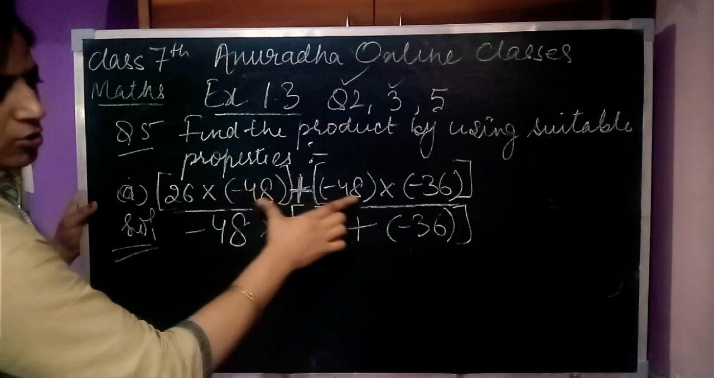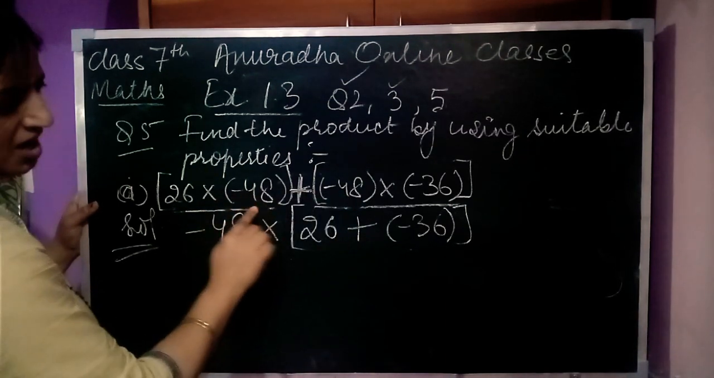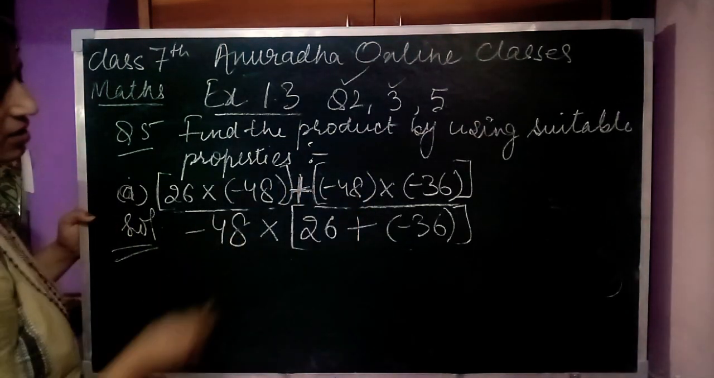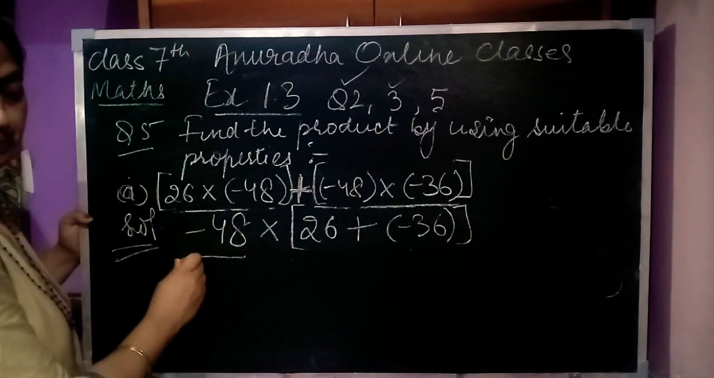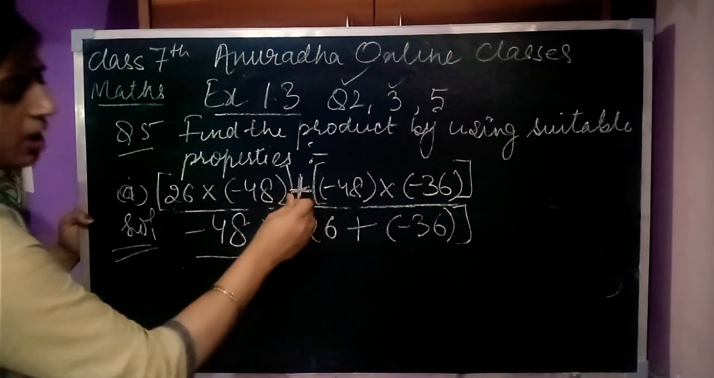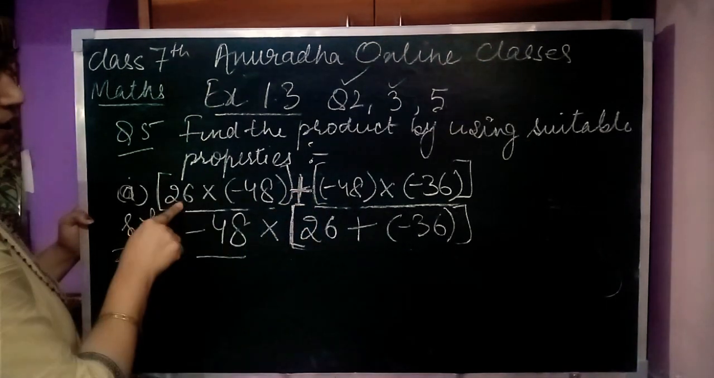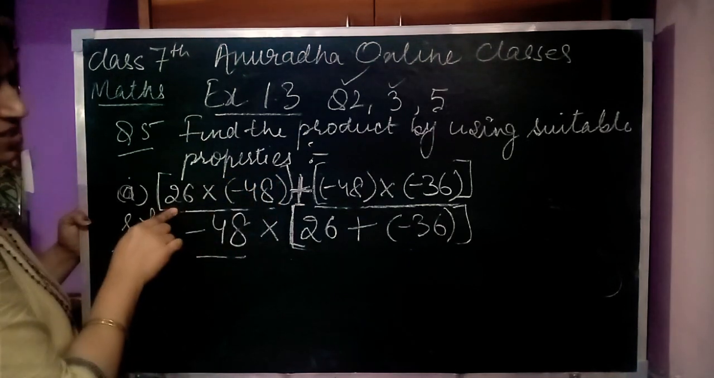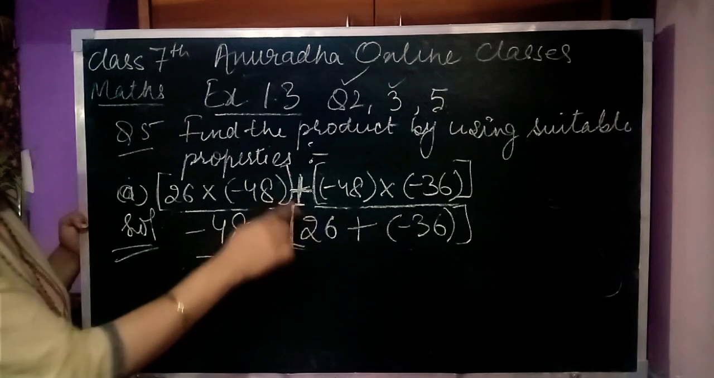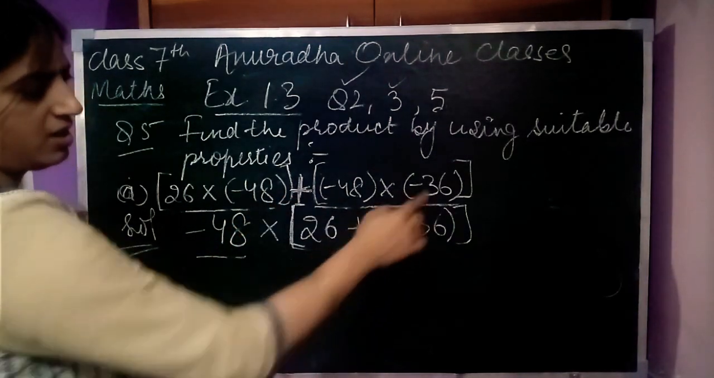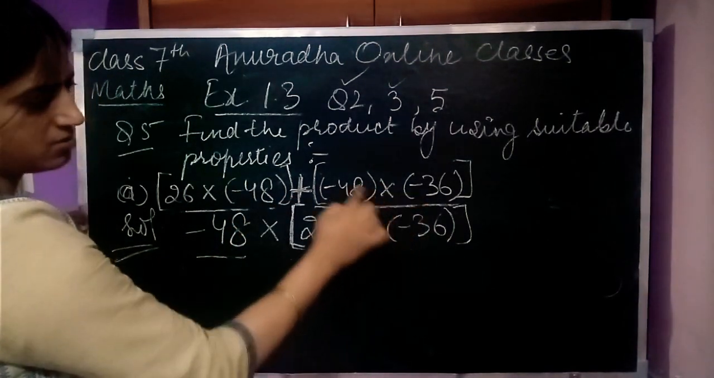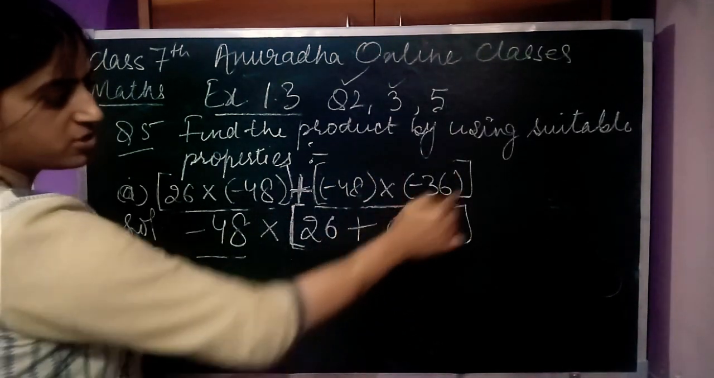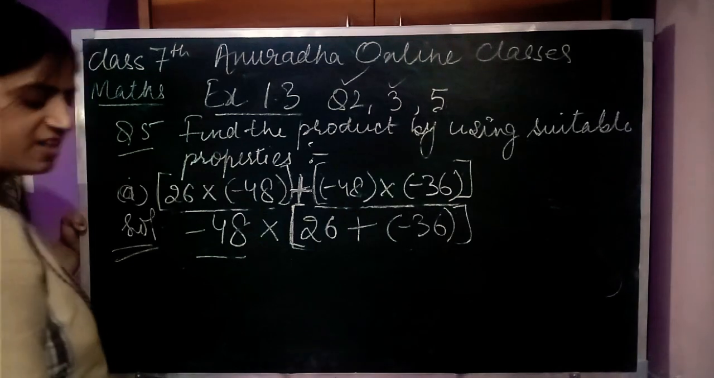Which is common in these two terms? What you see common is minus 48. So we will write it in the beginning. Then into, now bracket open, 26. If we have taken out minus 48 outside, then what is left? 26 is left. Now which sign is there? Plus. Then in the second term, 48 is outside, so what is left? Minus 36 is left.